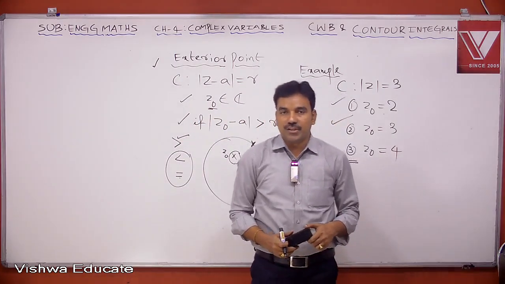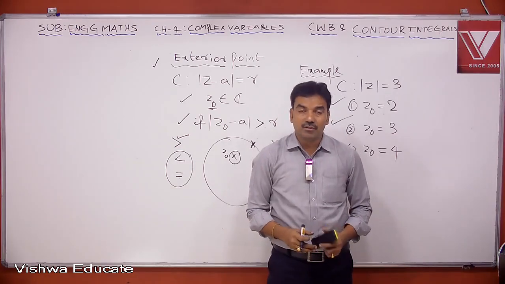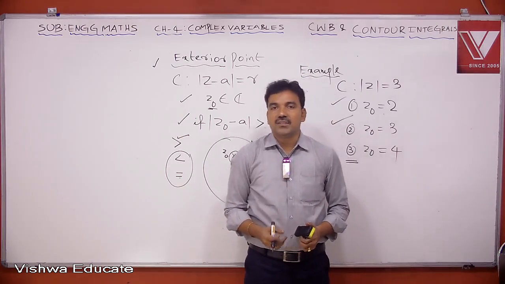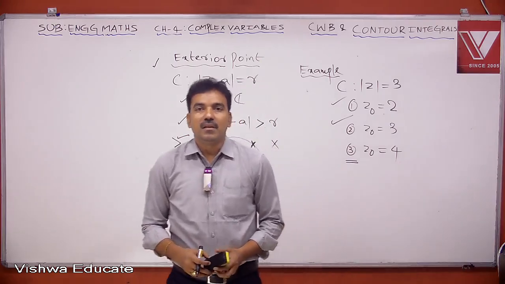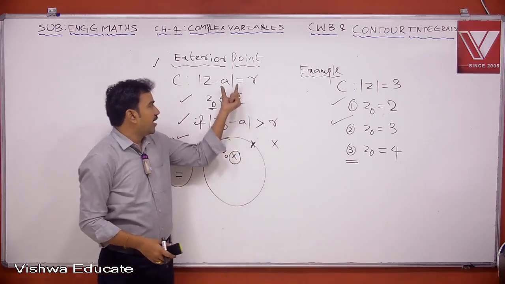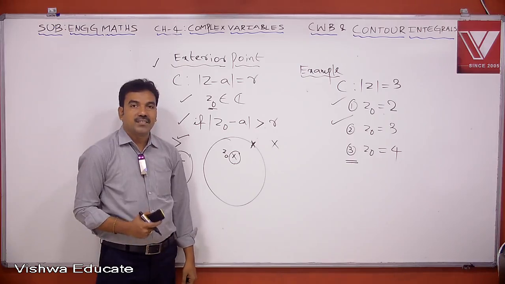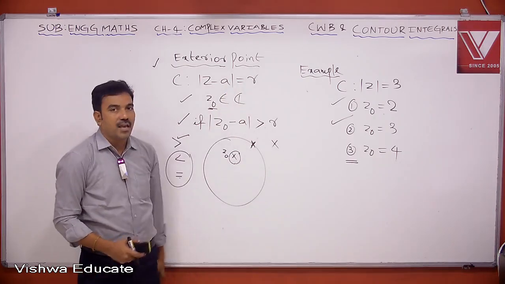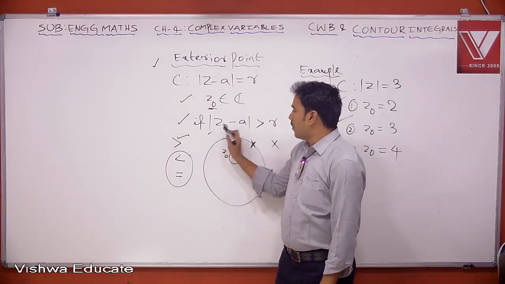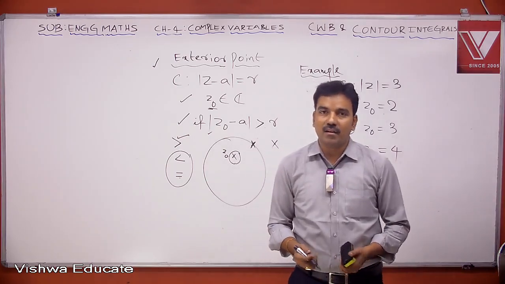A complex number Z0 is said to be an exterior point of the circle modulus of Z minus A equal to R if the modulus of Z0 minus A is greater than R.